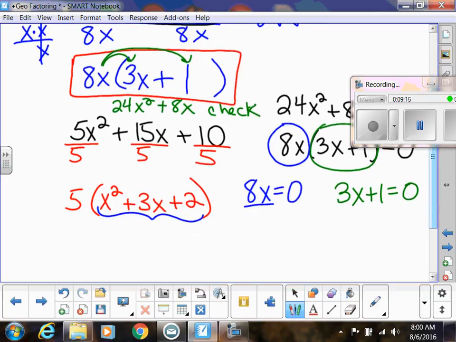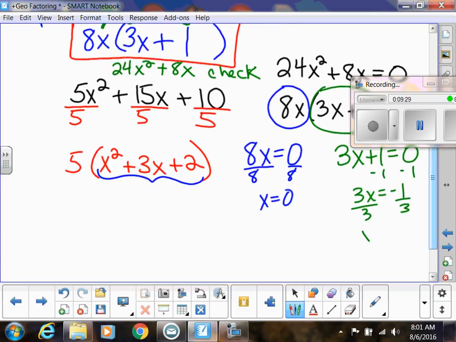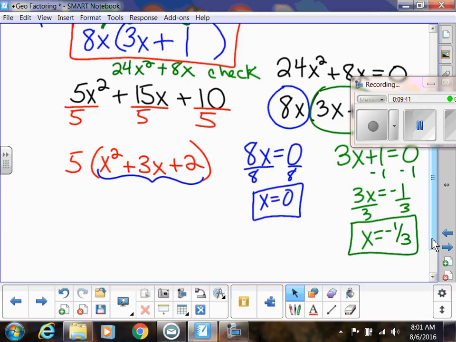So how would we solve this one? We just divide by 8, and I get x equals 0. Over here, we subtract the 1 and divide by 3, and I would get x equals negative 1/3. Okay, so these would be my two answers of my quadratic equation, or graphically, I know this parabola would cross the x-axis at x equals 0 and x equals negative 1/3. So that's your introduction to factoring. In other videos, I'm going to do more types of factoring.